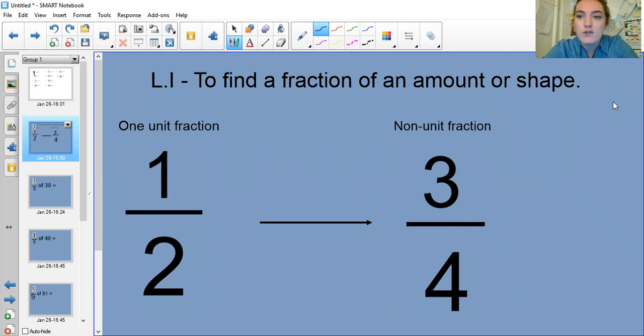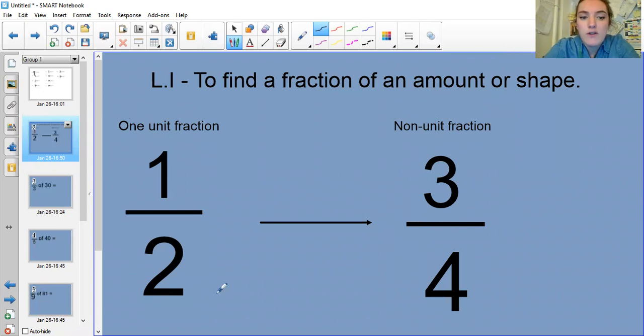So stay tuned. You might be thinking, well, I already know how to find a half, I already know how to find a quarter, a fifth, a sixth, and so on. We just use our division skills. And you're right, you do. But we are going to be working with what we call non-unit fractions today, where we need to use our division skills and our multiplication skills to work out the answer of finding a fraction of a whole number or a shape, okay?